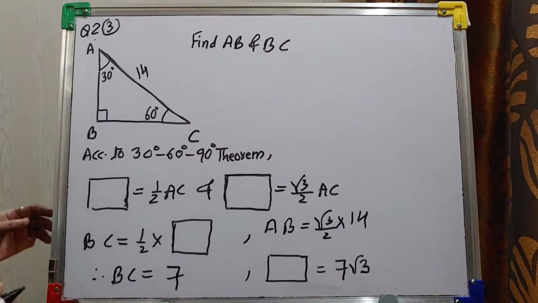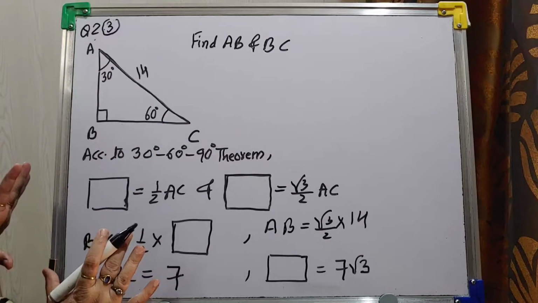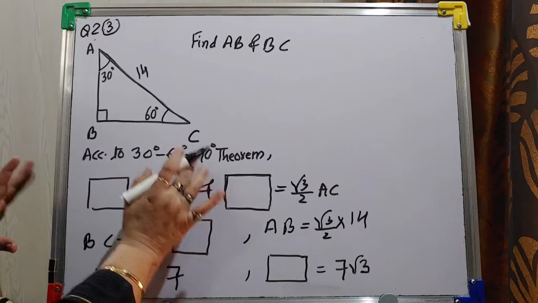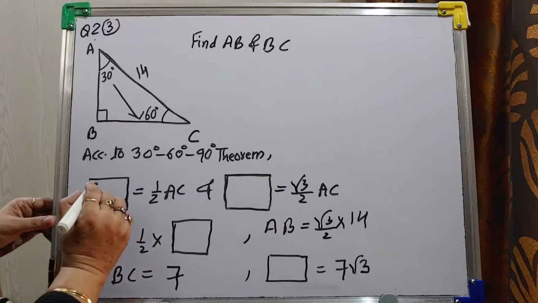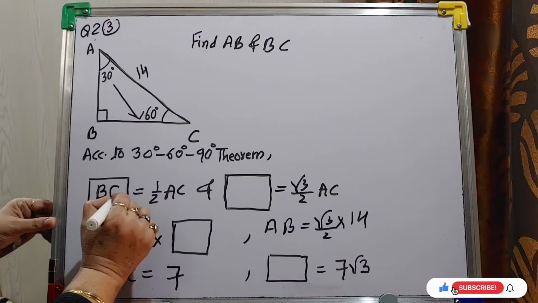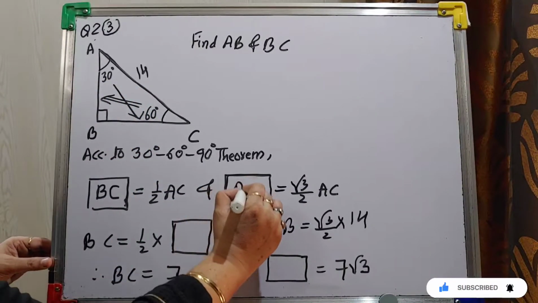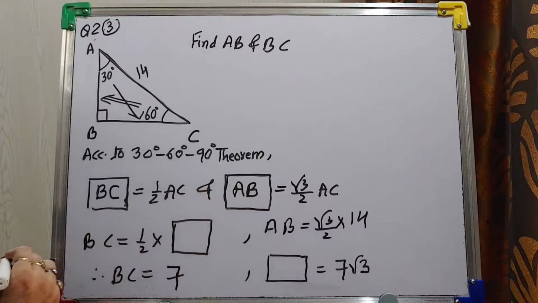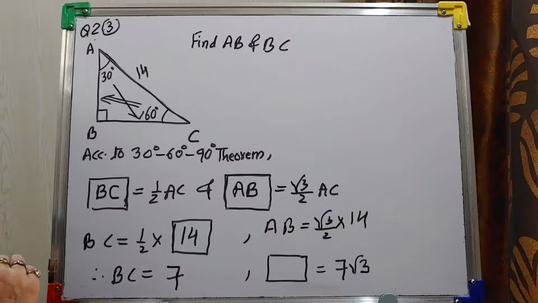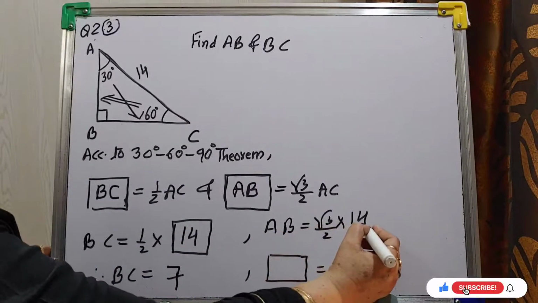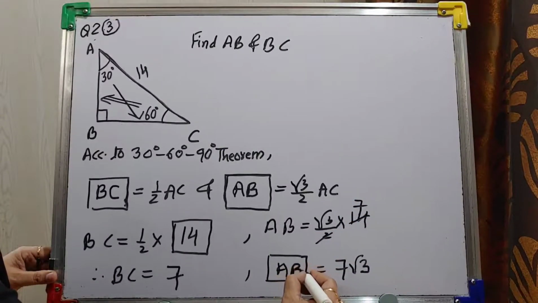Now students, look here. This is a 30, 60, 90 degree type triangle, and you know the 30, 60, 90 theorem. The side opposite to 30 degree is BC, that will be half of AC. The side opposite to 60 degree is AB, so AB will be root 3 by 2 of AC. Now AC is given 14, then you will get 7. When you cancel, you will get 7 root 3. That will be your AB.